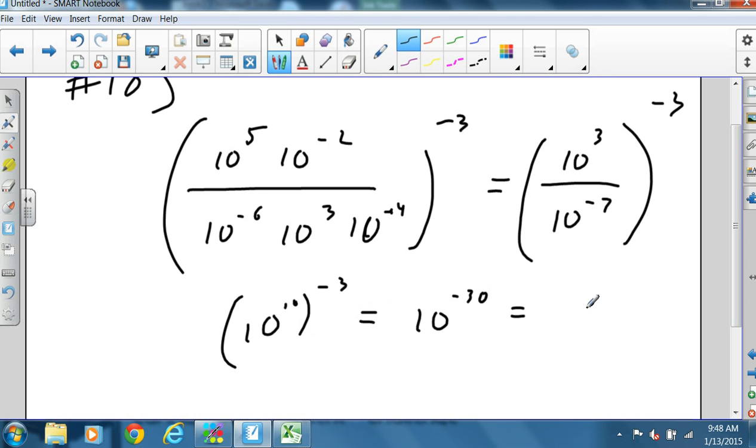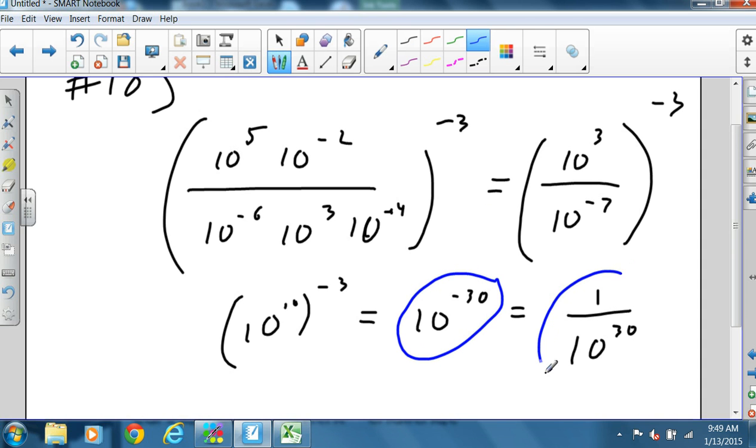We wouldn't leave a negative exponent there either, so we would call it 1 divided by 10 to the 30th. In this particular case, there's nothing wrong with leaving it either way because this is a tech math class. The 9th grade algebra teacher told you don't leave them in the denominator. She didn't say anything about leaving them in the numerator.